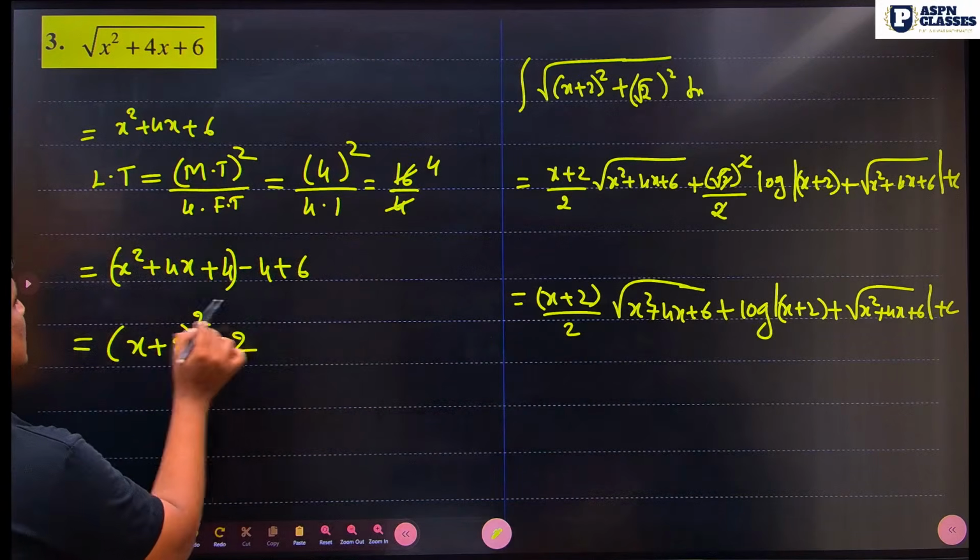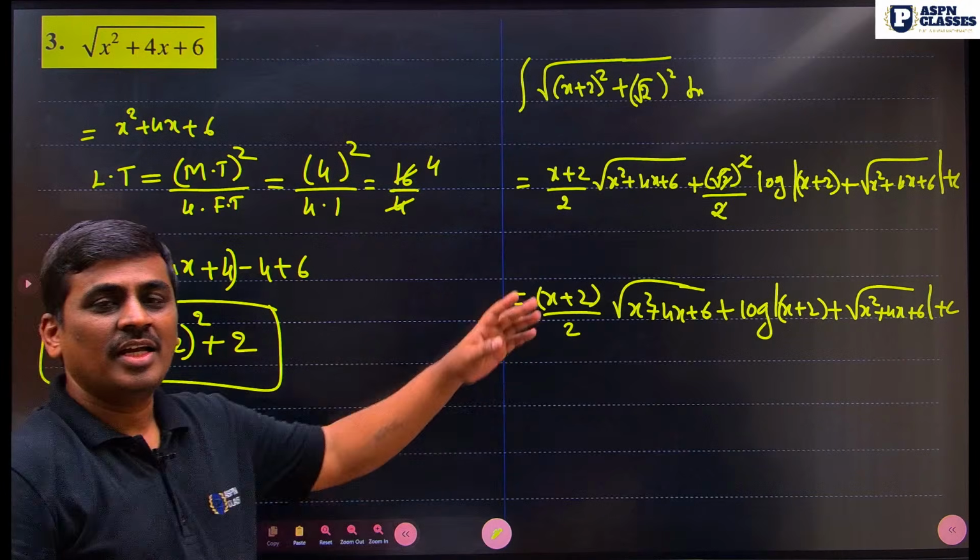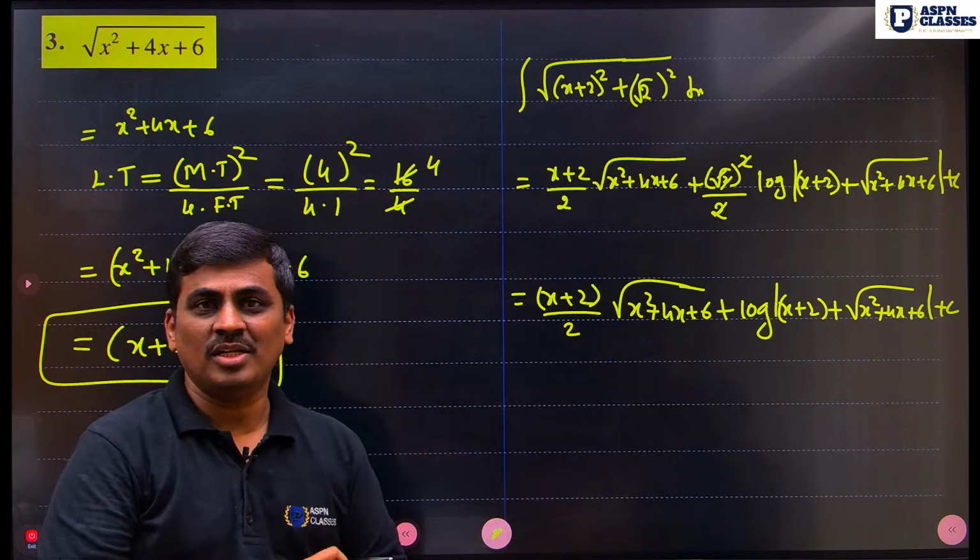So when you do this perfectly, the answer is very simple, and you also know that formula, the main important formula, students.